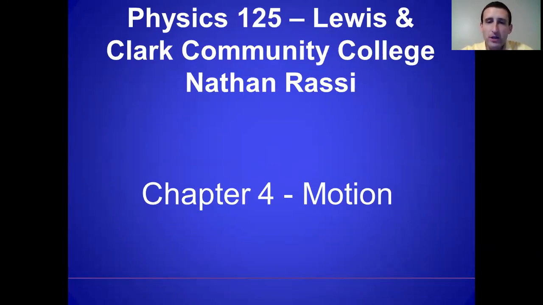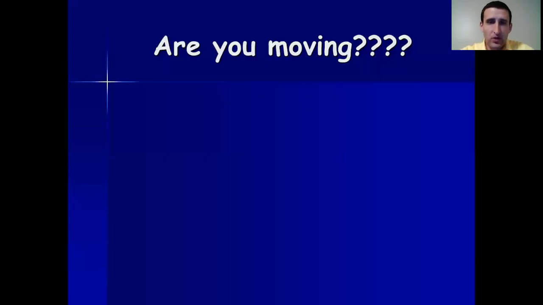So we're going to be looking here at motion, and we're not going to talk as much in this chapter about the causes of motion. That's going to be more in subsequent chapters, but more of a description of motion and our ability to predict where something will be based on the motion that it currently has. So the first thing we have to do is define what is motion.